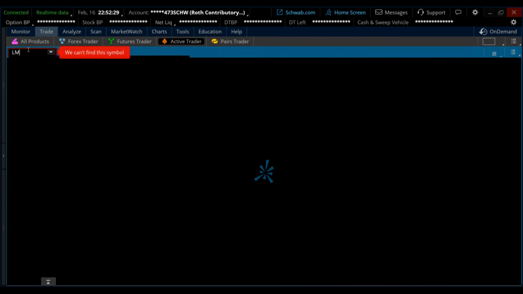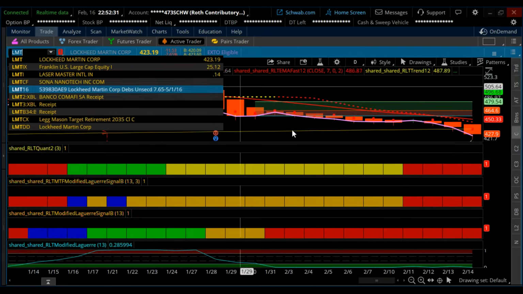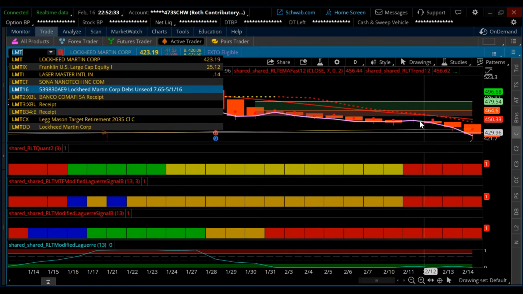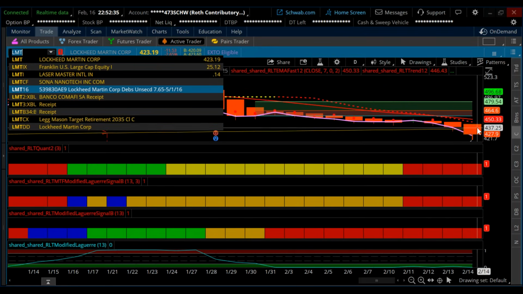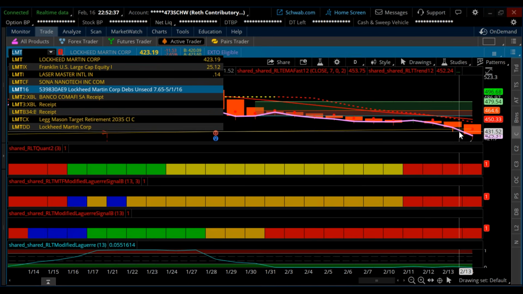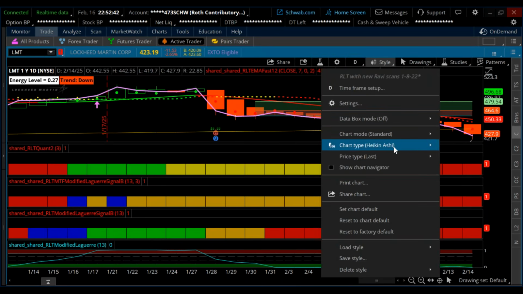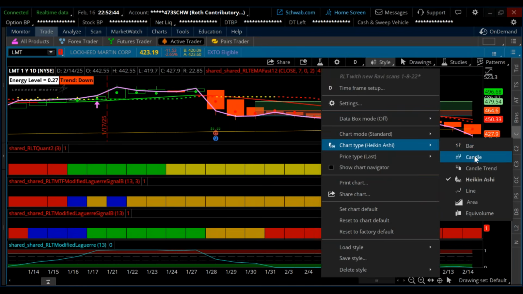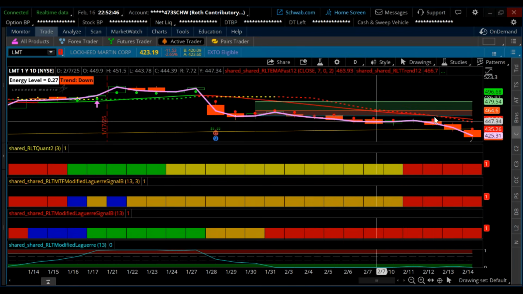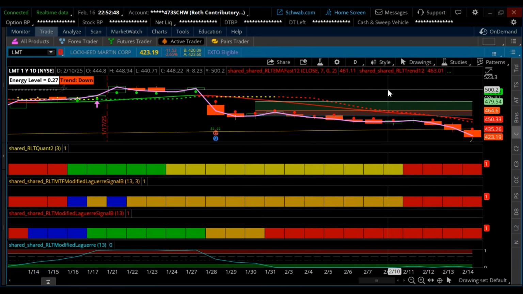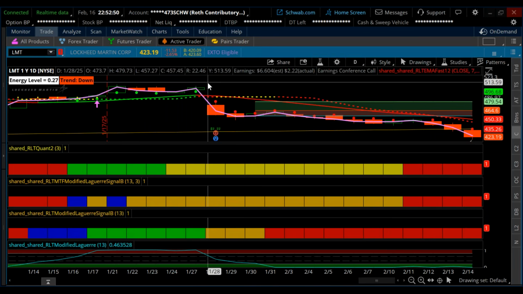Oops. Lockheed Martin on SPY Super System. How's it look? Looks pretty good. It looks pretty good. All red. It's selling off on the daily chart, right? And those are Fibonacci candles. Look at regular candles. Still looks good. Yeah, really nice setup on Lockheed Martin for sure.